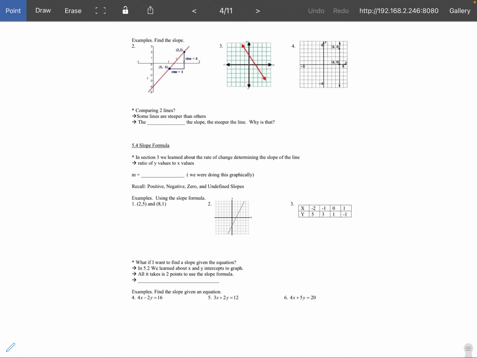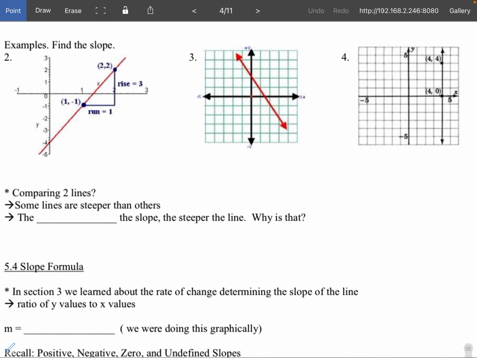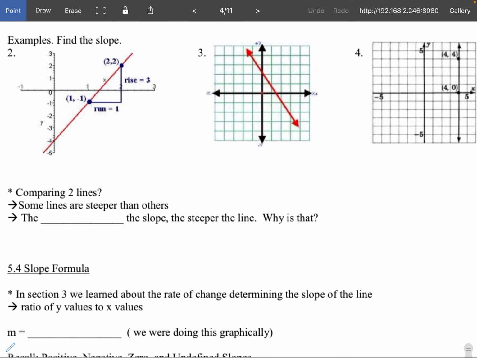So remember that for the quiz on Friday. That'll be one of the questions. If you have a horizontal line, it's a 0 slope. If you got a vertical line, then that's an undefined slope.